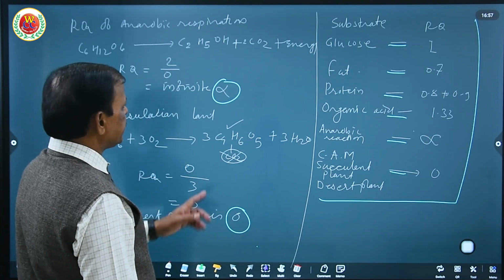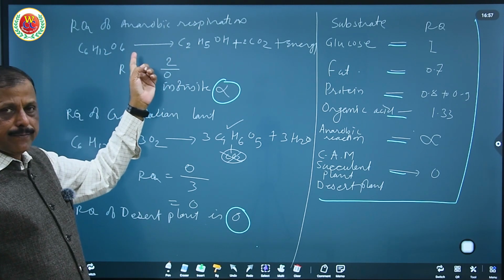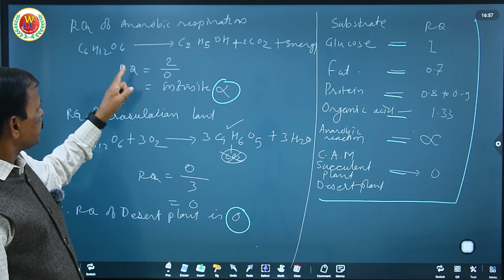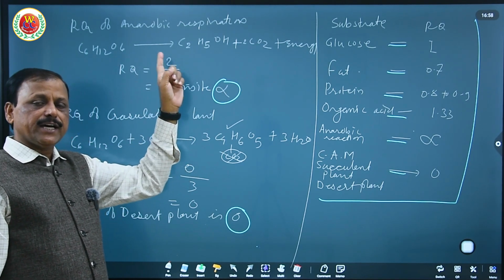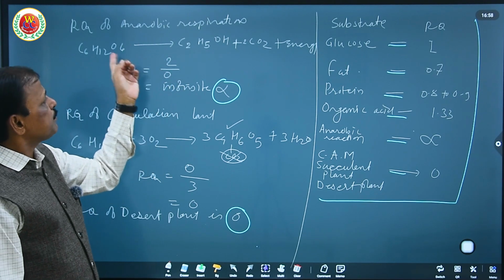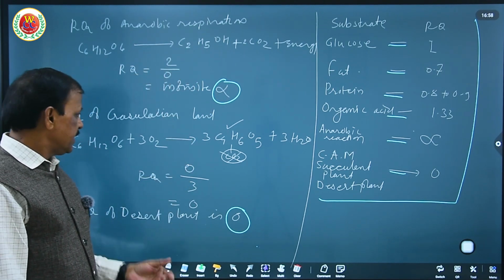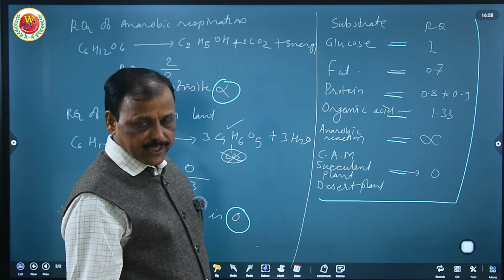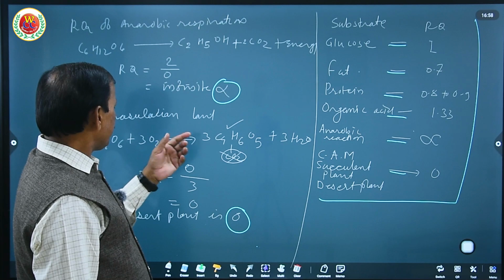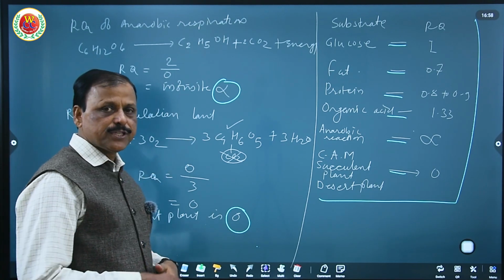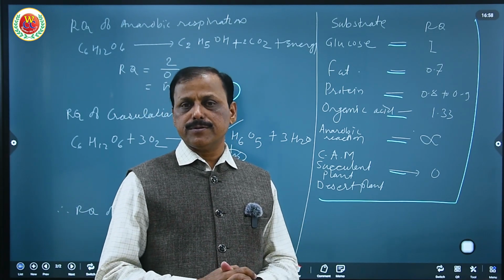On another page I explained the respiratory quotient of anaerobically respiring plants, or anaerobic organisms, where oxygen is not used and carbon dioxide is directly produced. RQ is directly proportional to the carbon dioxide released during anaerobic respiration. Therefore it comes infinite. And in crassulacean acid metabolism, that is in desert plants, during night time carbon dioxide is taken and stored in the form of organic acid, which is utilized for photosynthesis during daytime, and therefore they do not release carbon dioxide during respiration.